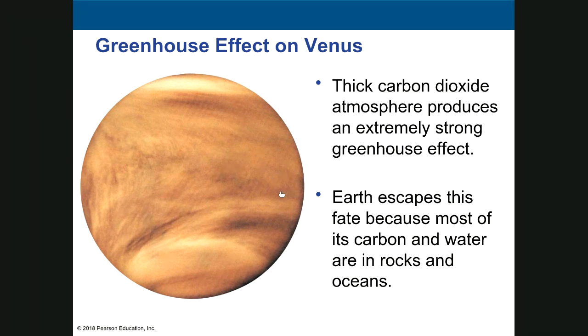Earth escapes this fate. A question we can ask isn't what happened to Venus to make it look this way, because we don't really know, but why doesn't Earth look this way? Earth escapes this fate because most of its carbon and water are in rocks and oceans. And that's fundamentally the problem with climate change: we're taking that carbon dioxide out of the Earth and putting it back in the atmosphere. That's the issue with burning fossil fuels.